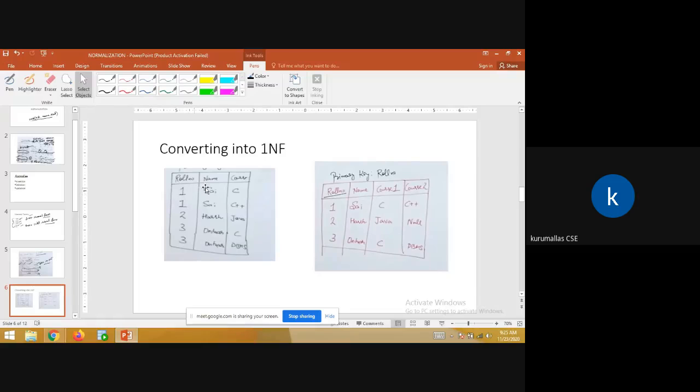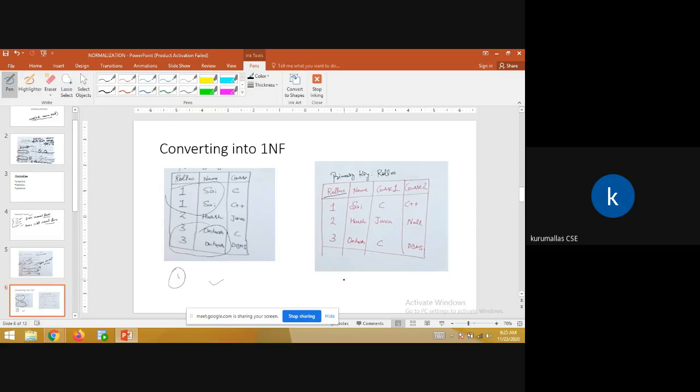The first solution is that we have to split those multi values into other rows. So first Sai and C, and the same values, roll number and name, C++, Harsha. The next three values are duplicated with 3, right? So this is one solution. If you maintain this solution, it has some duplicacy: these two are repeating two times, and these two are repeating two times. So this is one type of solution, right?